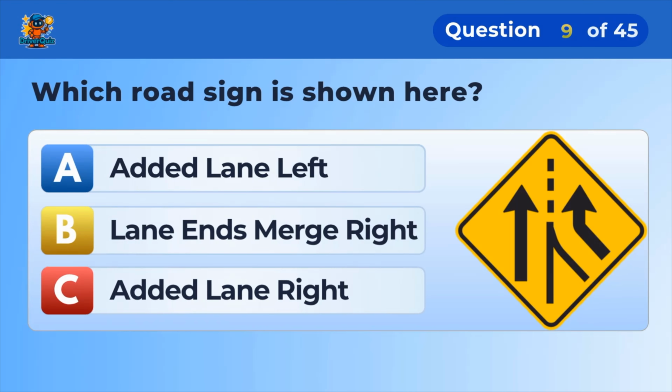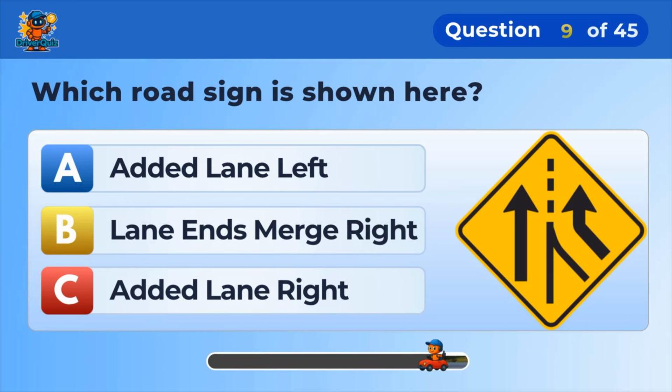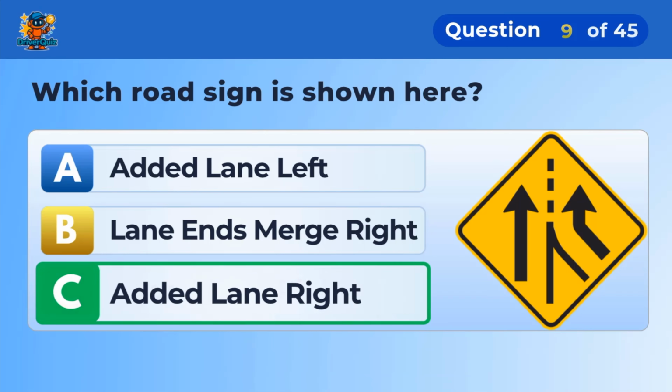Question 9. Which road sign is shown here? A. Added lane left. B. Lane ends merge right. C. Added lane right. The correct answer is added lane right.